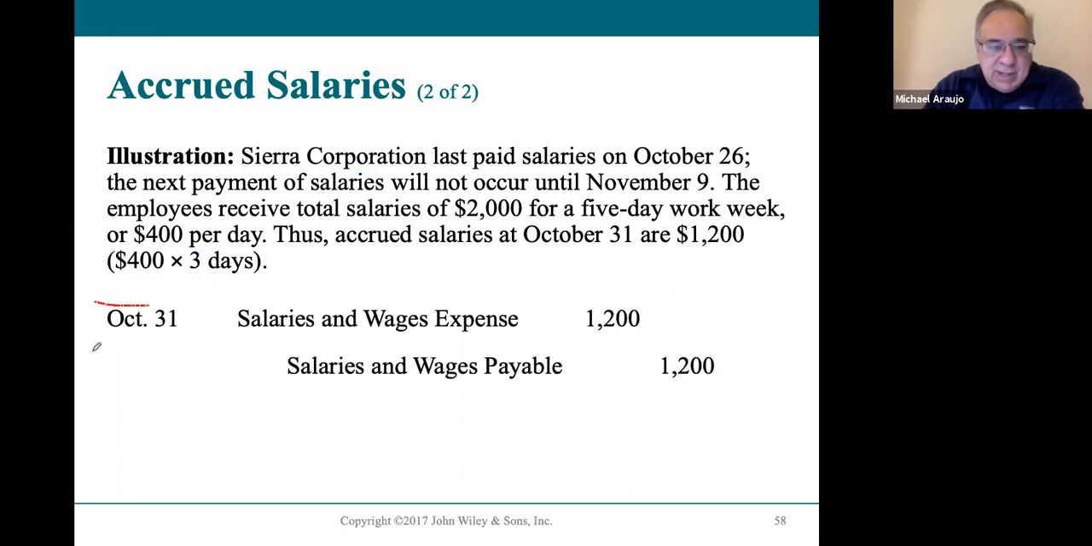And the adjustment is quite simply a debit to salaries and wages expense. This is an expense for October. Notice the date, October 31st. Those 3 days of work happen to October. They should be expensed in October. Expense recognition principle. But we're not going to pay them until next paycheck, right? So we set up a liability account called salaries and wages payable. And that shows that we are going to pay that later.